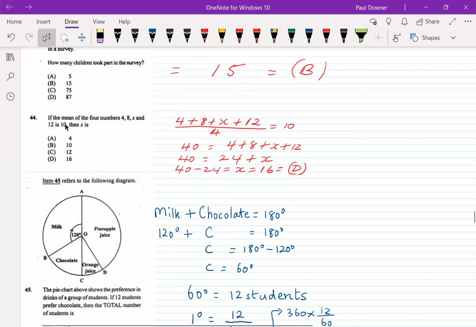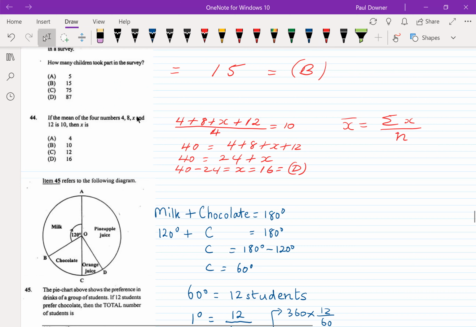Number 44. If the mean of the 4 numbers 4, 8, x, and 12 is 10, then x is? Mean or average. How do we find the mean or average? Well, there's a formula. It says that x bar, which is the mean, is the sum of x over n. That's the formula. It simply means add up all the values and divide by the number of values that there are, if it's not a frequency distribution. In other words, if it's just one value each.